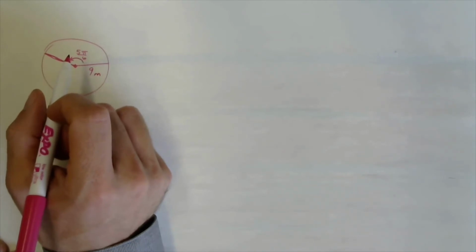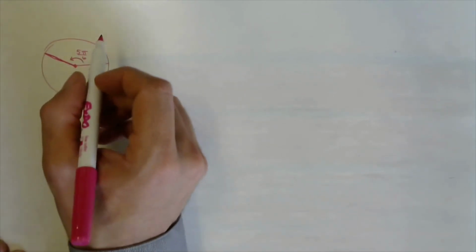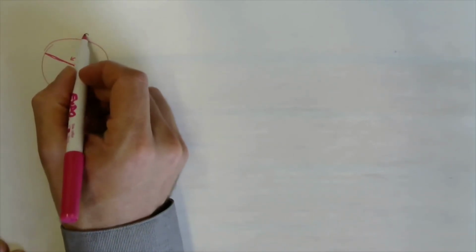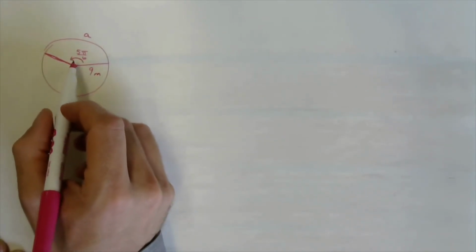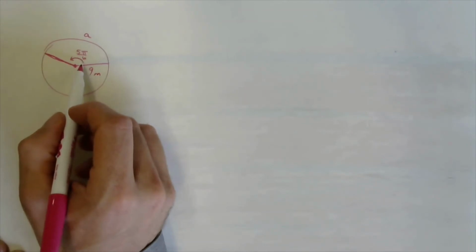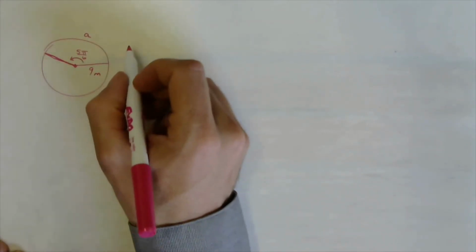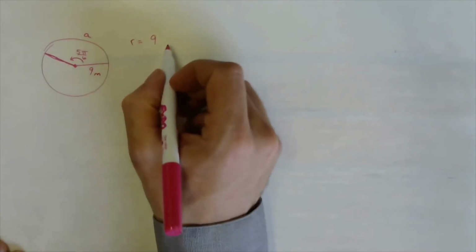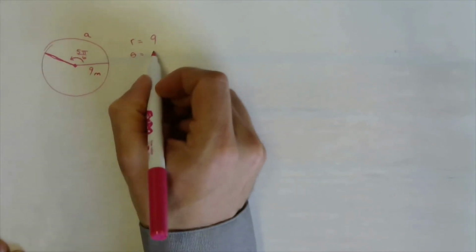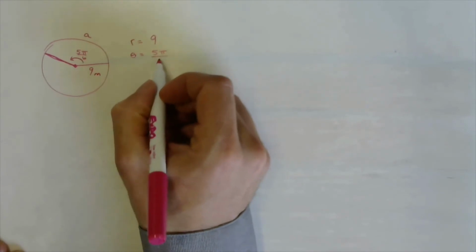Determine the length of the arc traveled by the camel to the nearest tenth of a meter. So we're looking for the arc that subtends an angle of 5 pi over 6. Okay? So here we go. List the things that we know. We know the radius is 9. We know theta is 5 pi over 6.